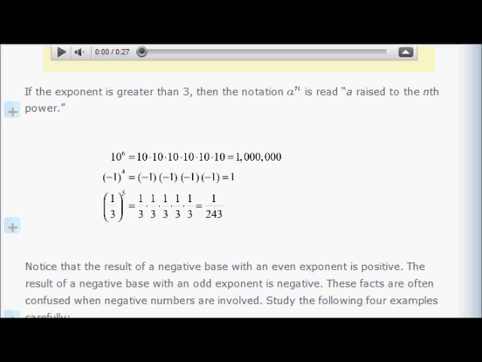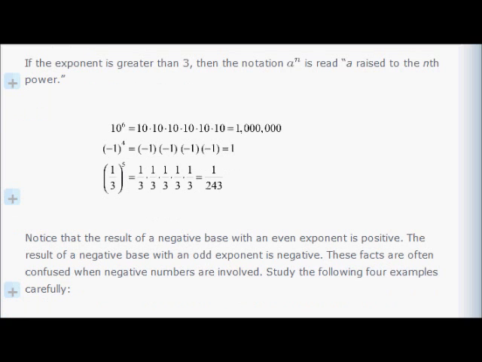If the exponent is greater than 3, then the notation a to the n is read a raised to the nth power. Or, like I just said, a to the n. It's probably better to say a raised to the nth power. So, 10 raised to the 6th power is 10 times 10 times 10 times 10 times 10 times 10. And you end up with a million, which has 6 zeros in it, like I was just alluding to a moment ago.